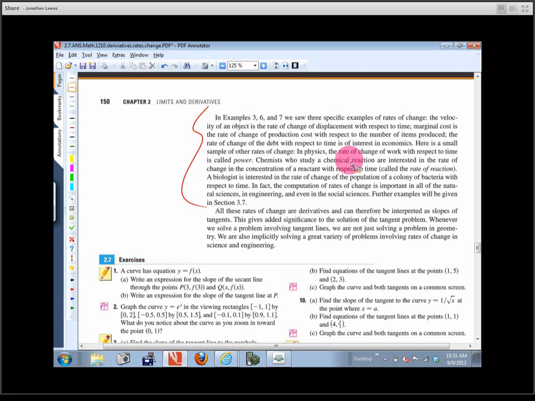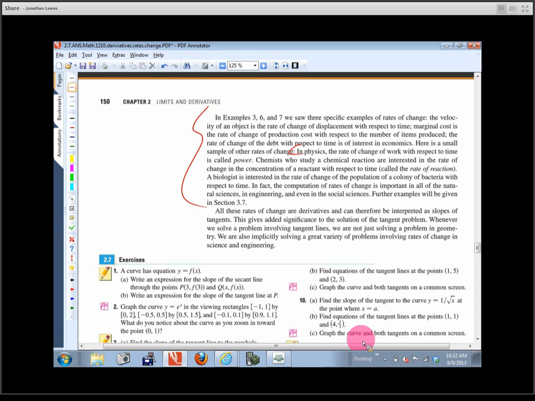So it says the rate of change with work, right there, right where you left off. Yeah, if you would. In physics, the rate of change of work with respect to time is called power. Chemists who study chemical reaction are interested in the rate of change of the concentration of a reactant with respect to time, called the rate of reaction. A biologist is interested in the rate of change of the population of a colony of bacteria with respect to time. In fact, the computation of rates of change is important in all of the natural sciences, the engineering, and even the social sciences. Further examples will be given in section 3.7.